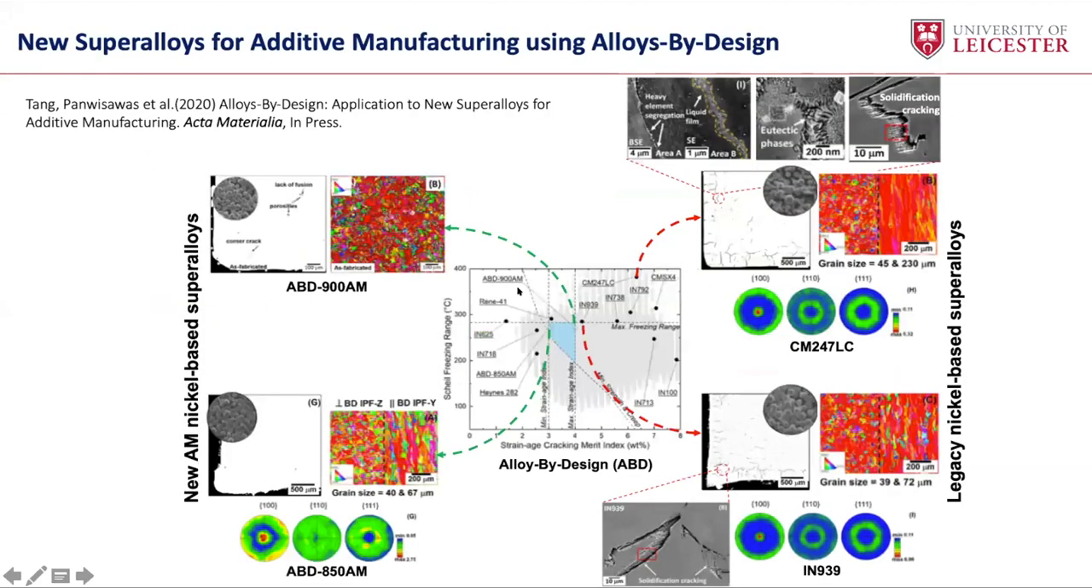And just recently, we used this kind of principle, the so-called core alloy by design computational tools, to actually design a new superalloy for additive manufacturing, which is, for example, a crack-free alloy. I mean, that is something we're proud of at the moment. You can look at our material, which is online now.